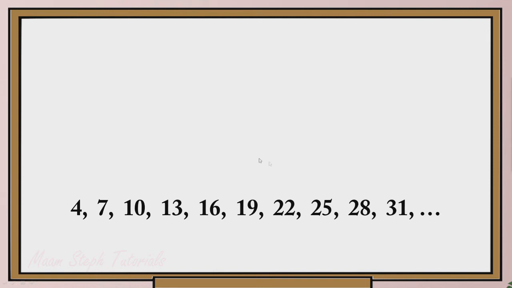Now, what if gawin natin infinite arithmetic sequence? So, ibig sabihin, it will continue infinitely. So, if we are to get the next term of 31, kailangan lang natin kunin ang common difference. So, yung common difference nito is, we will just subtract, let's say, 7 minus 4. Kaya, ang common difference ay 3. So, kung kukunin natin yung kasunod ng 31, we will just add 3. So, 31 plus 3, kaya yung kasunod ng 31 ay 34. So, madali lang, di ba?